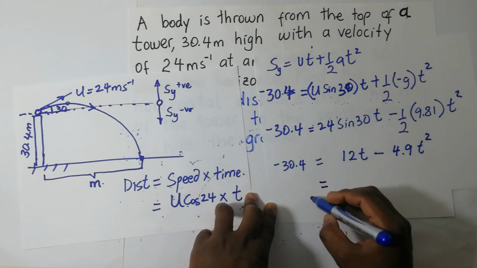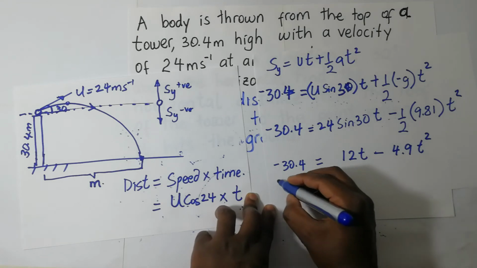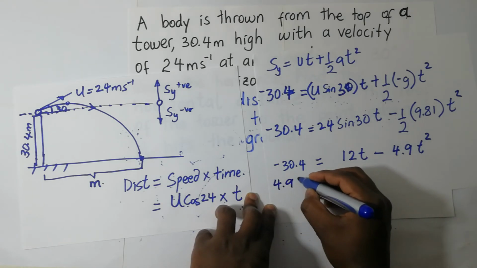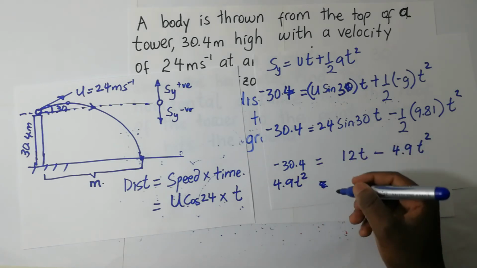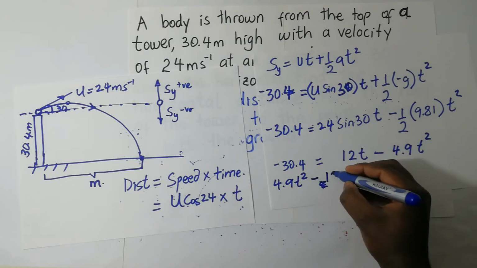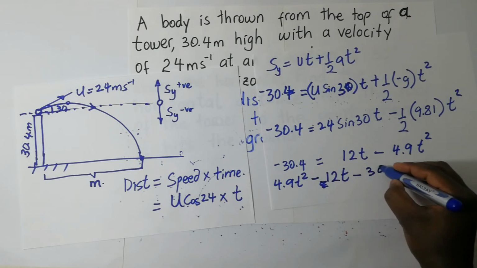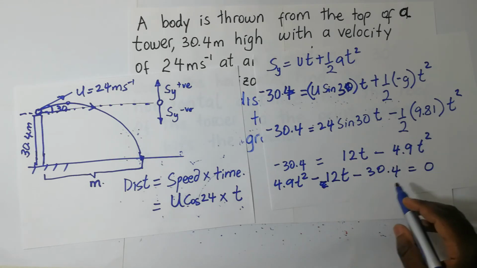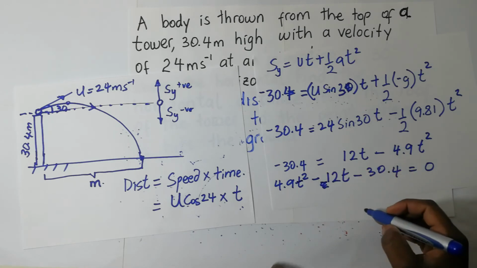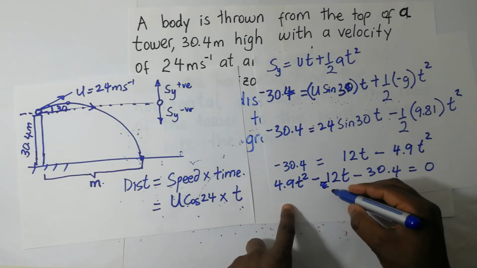If we rearrange this to make it a quadratic equation, we push everything to one side. So this becomes 4.9t squared minus 12t minus 30.4 is equal to 0. That's a quadratic equation right there. So when you solve this quadratic equation, punch it in your calculator or use the quadratic formula, you'll end up with two values of t.